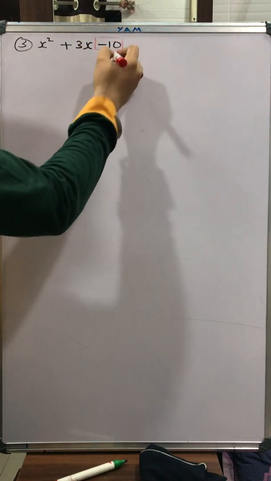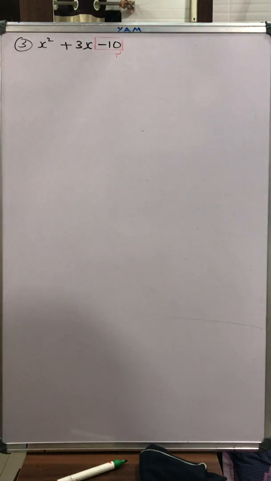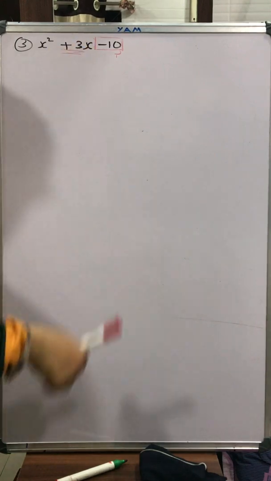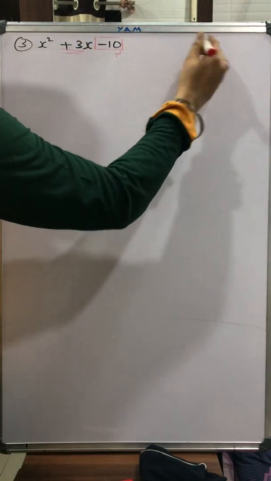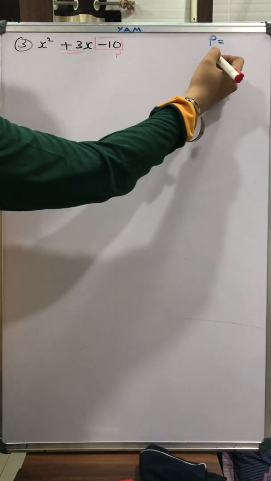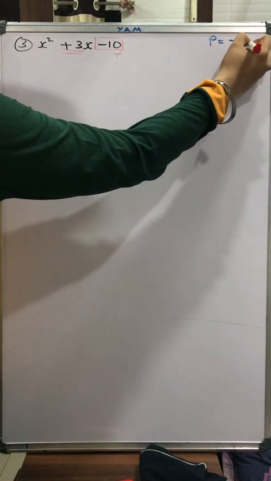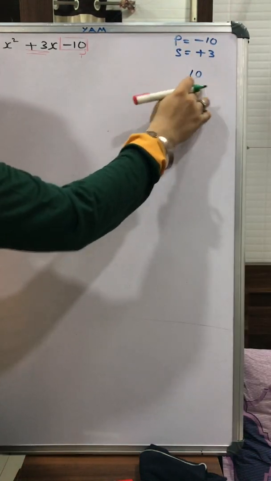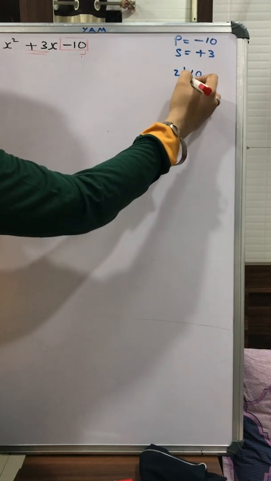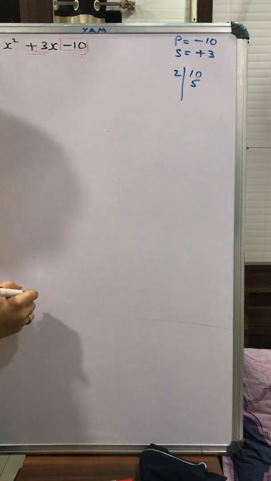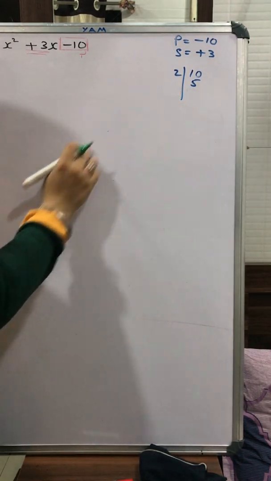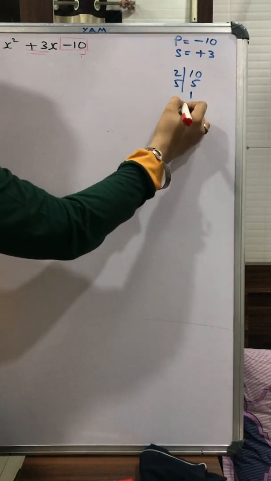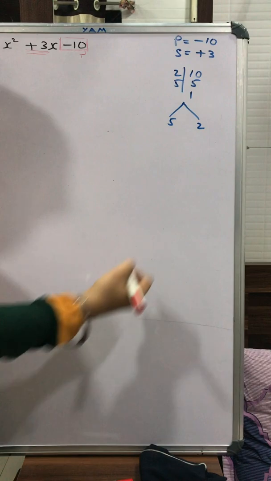Product of those two numbers should be minus 10, and if I add those two numbers, I should get plus 3. Okay, so I write here my product of two numbers should be minus 10, and the summation of two numbers should be plus 3. So I can just say 2 1s are 2, 2 5s are 10, 5 1s are 5. These are the two numbers. So let's say two factors are 5 and 2.